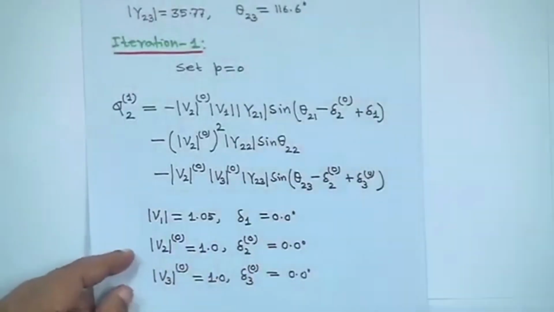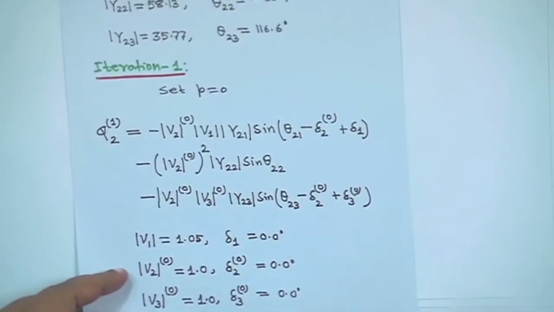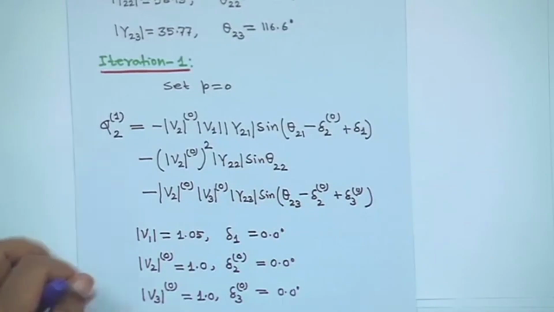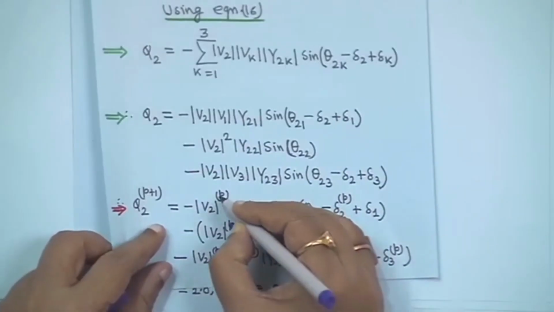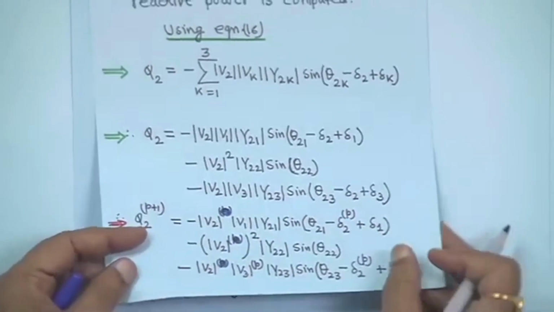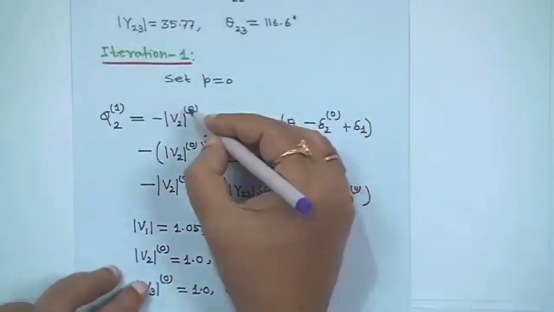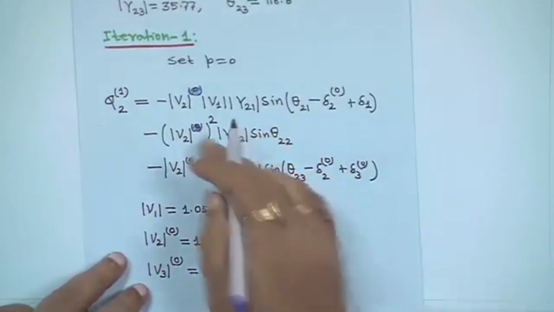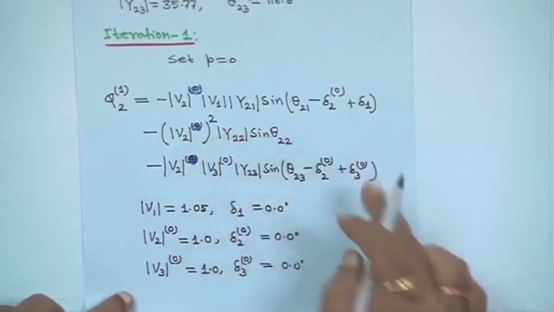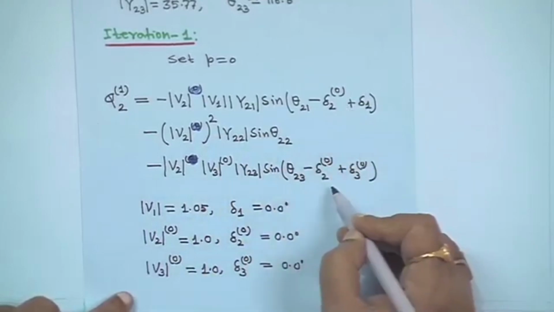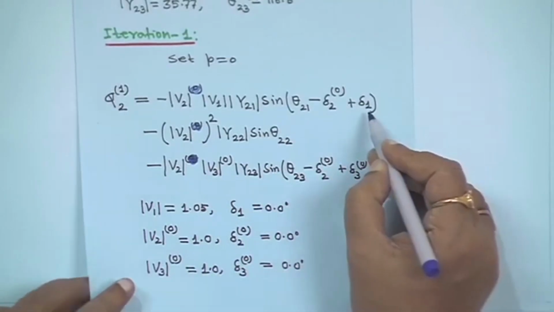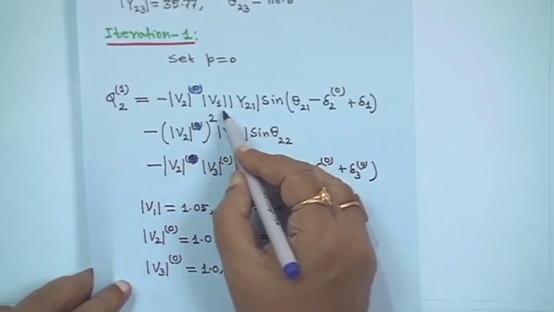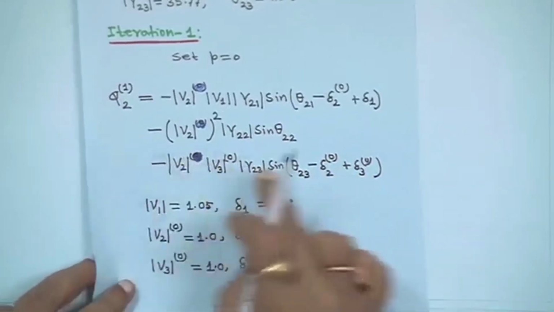So, this is the Q2^0 equation. The magnitude V2 also should not have p, because the voltage magnitude is constant. So, here also this is not required, here also not required, here also not required. The rest are given: delta 2 0, delta 3 0 are all there. Delta 1 is anyway 0 angle, because it is the slack bus, and the slack bus voltage has no question of iteration, because it is fixed. With that you put Q2^1.